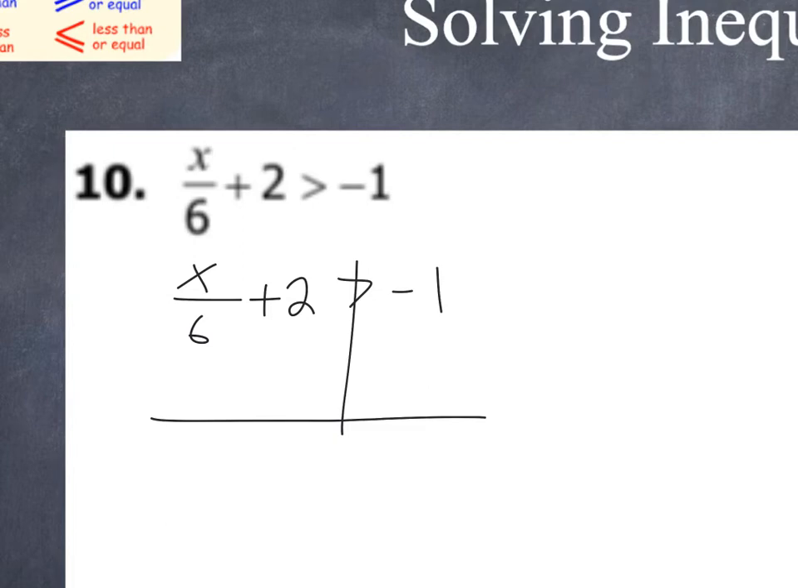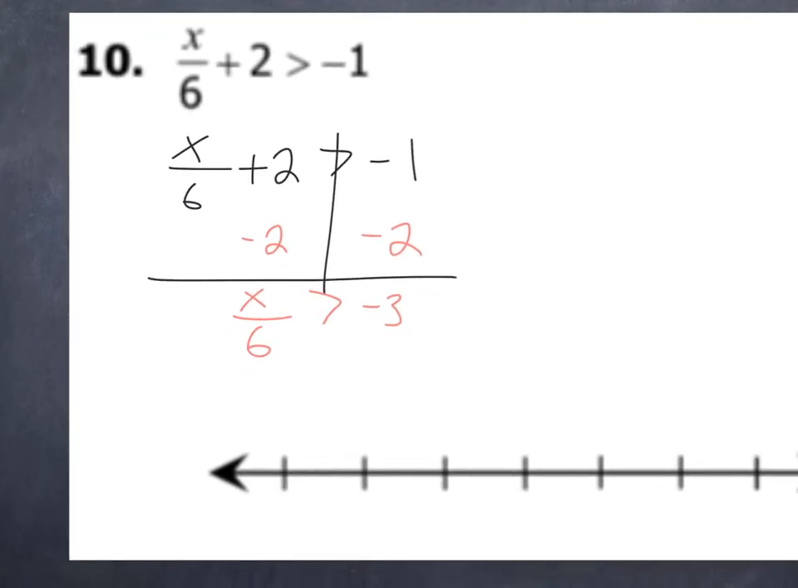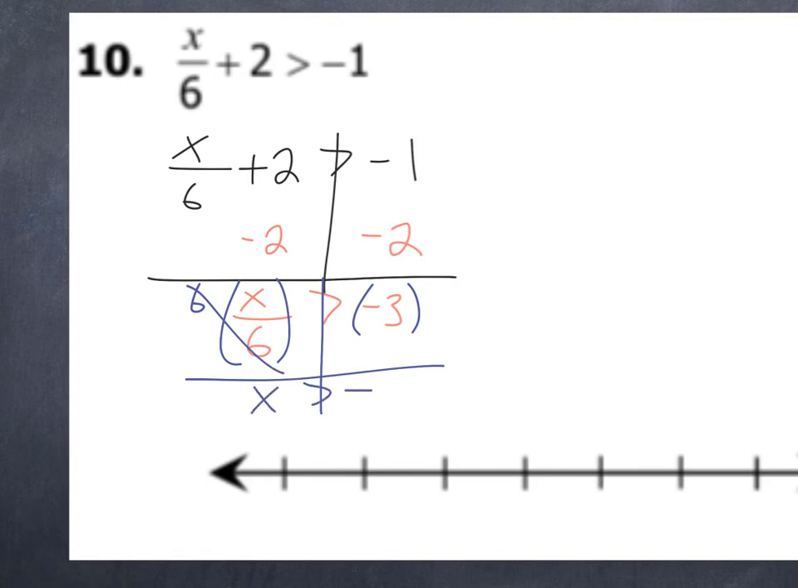So we're going to get rid of that +2 first by subtracting 2, just as if this was a regular equation. In fact, if you want to momentarily think of that as an equal sign, you can. Now, -1 minus 2 is going to be -3. And -3 is going to be less than x over 6, or x over 6 is going to be greater than -3. And then, just like if this was a regular equation, the next step is going to be to multiply both sides by 6. Get rid of that 6. And if you do that, you get your answer, which is x is greater than -18.